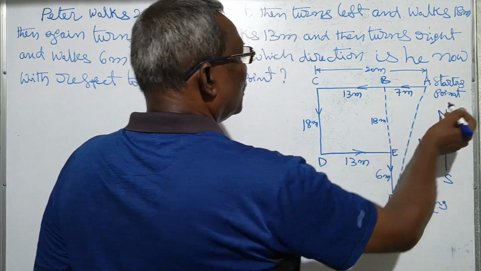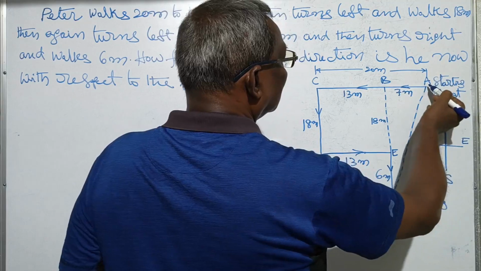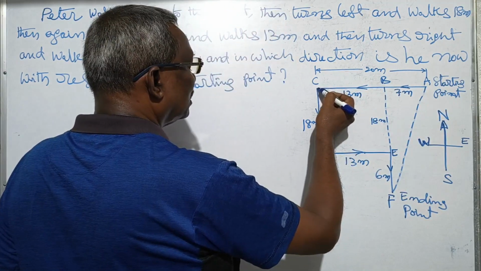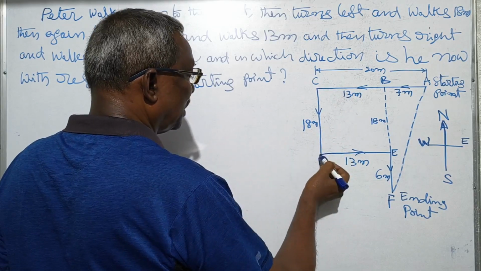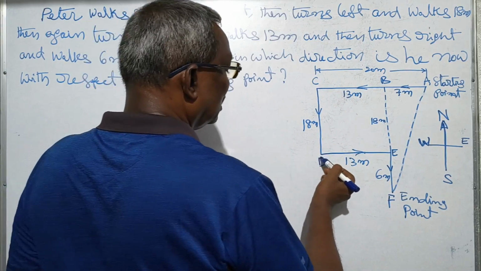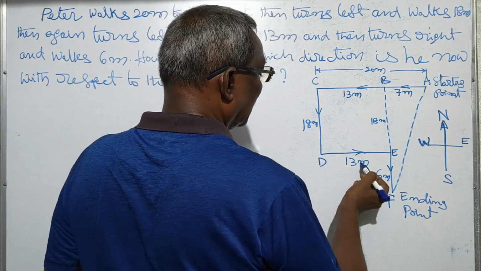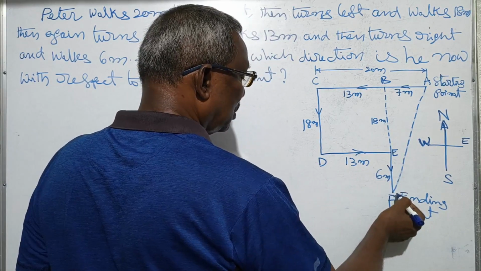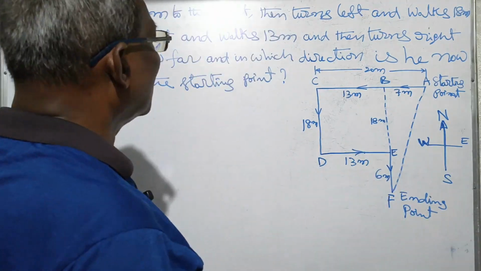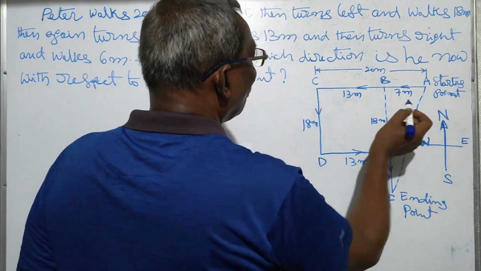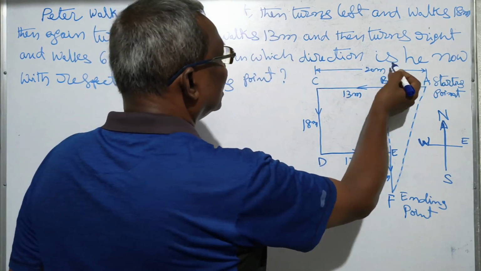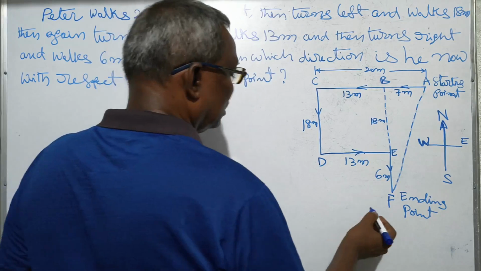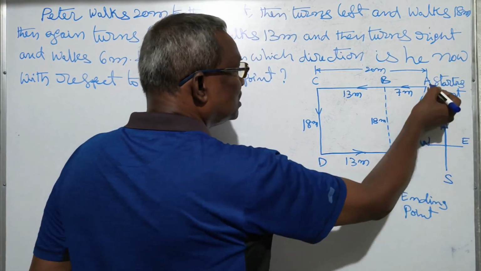So that means Peter starts at point A. He walks towards the west side 20 meters, then turns left, walks 18 meters, then turns left, walks 13 meters, and then turns right and walks 6 meters. So that point is the ending point. He asked us to find out how far and in which direction he is now with respect to the starting point. So this is the ending point, this is the starting point.